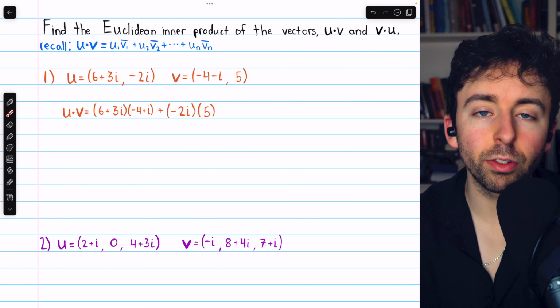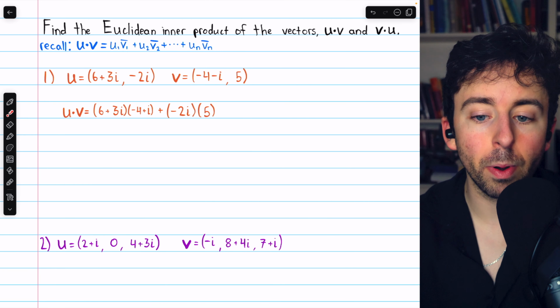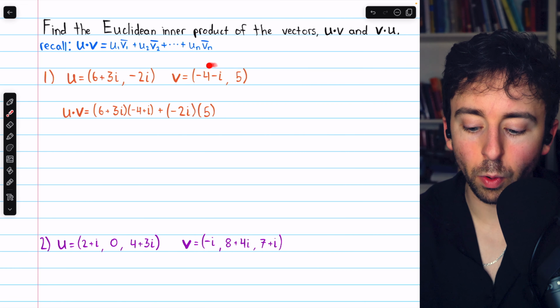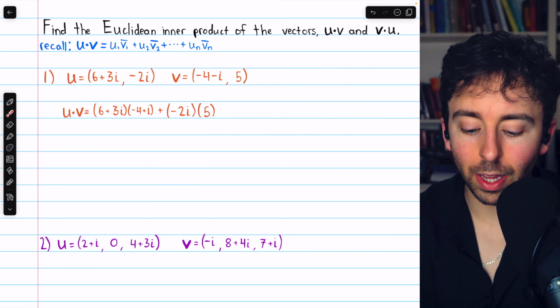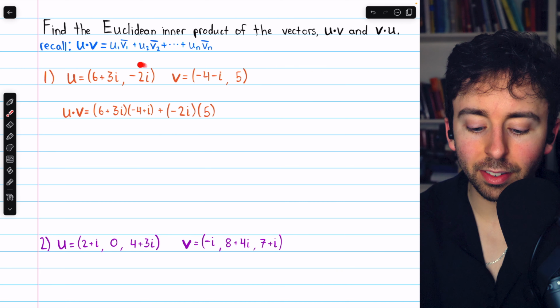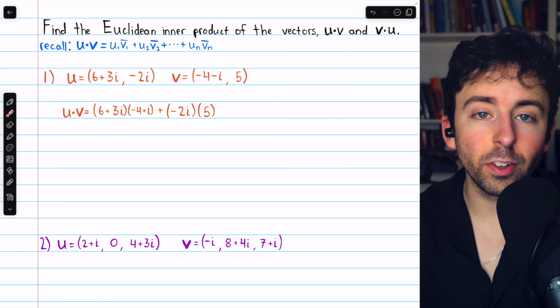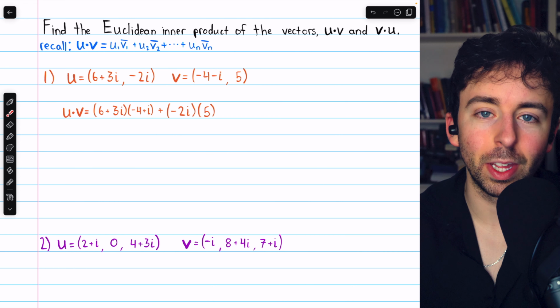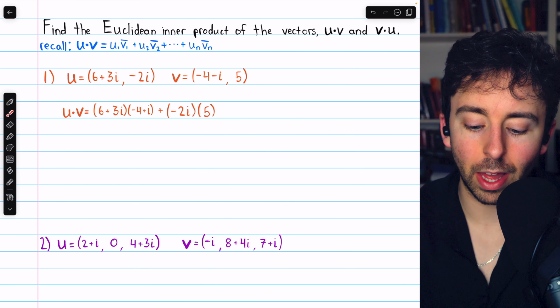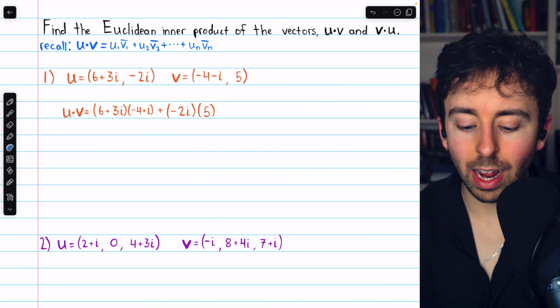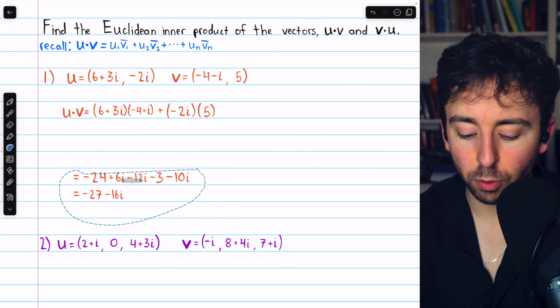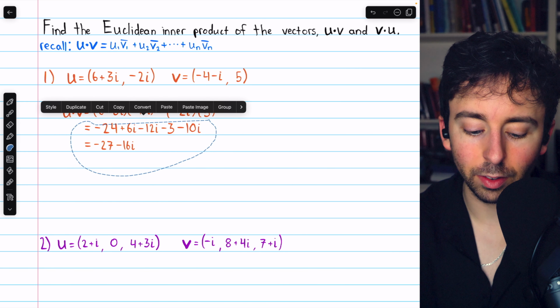The conjugate just switches the sign of the imaginary part, so the conjugate of negative 4 minus i is negative 4 plus i. Then we take the next component of u, negative 2i, and multiply it by the conjugate of the next component of v. The conjugate of a real number is just that real number. It doesn't change, so we're multiplying by 5. Then we just have to multiply and simplify, remembering that i times i is negative 1.